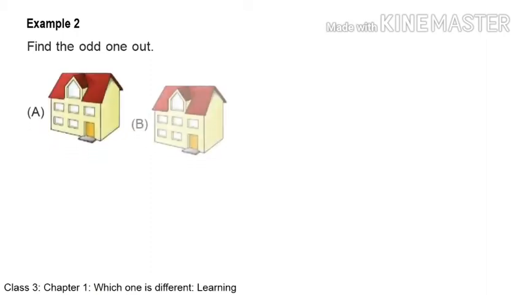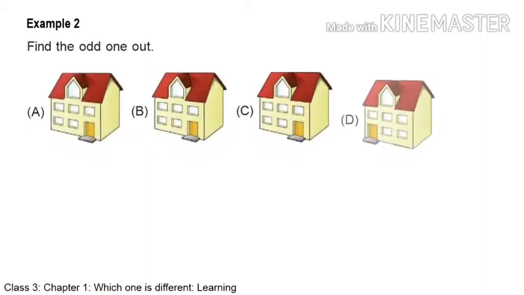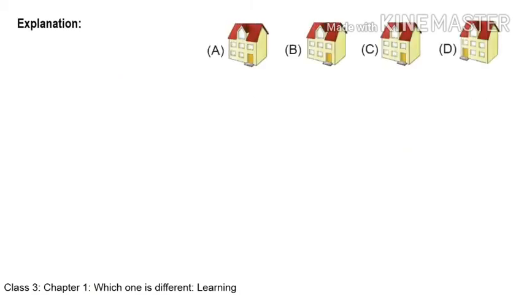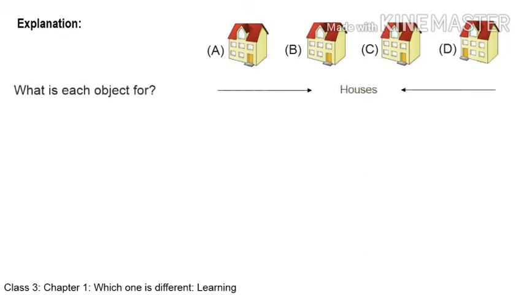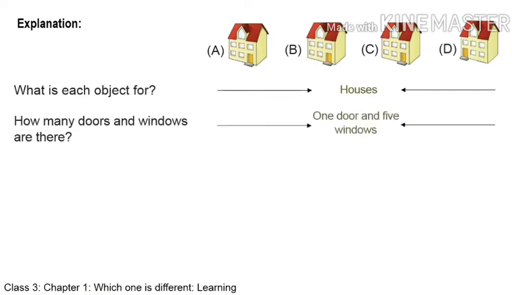Now let us move on to the next example. Find the odd one out among the given options. We have option A, B, C, D. Observe all these options carefully and find out if they have any common links. Firstly, let's see what each object is. Each object is a house. Now let's see how many doors and windows each of the houses has. Each house has one door and 5 windows.